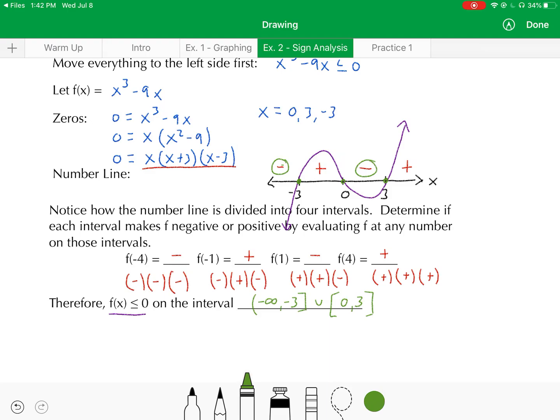So hopefully that one went pretty smoothly for you since we've done the sign analysis before. Okay, so now you're going to go to practice 1. You're going to try that one yourself. You get to pick which method you want to use, and pause the video as you work through that yourself, and then come back and check your work with mine.